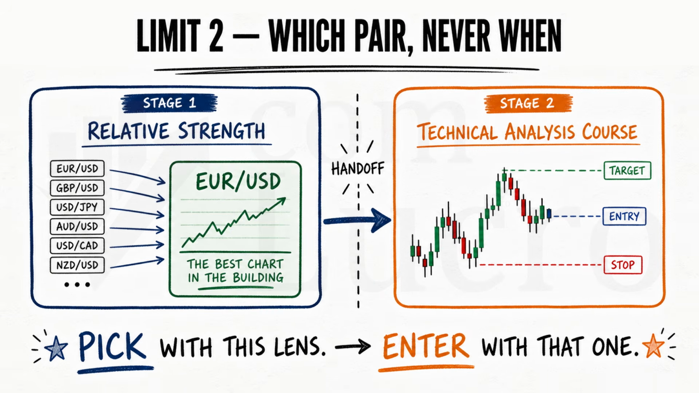Second, this tells you which pair, never when or where. Strength hands you the best chart in the building. It does not hand you an entry, a stop, or a target. That's structure, and that belongs to the technical analysis course. Pick the pair with this lens, enter it with that one.